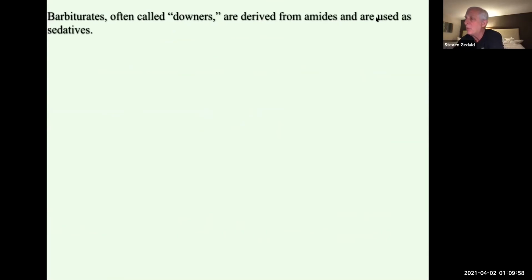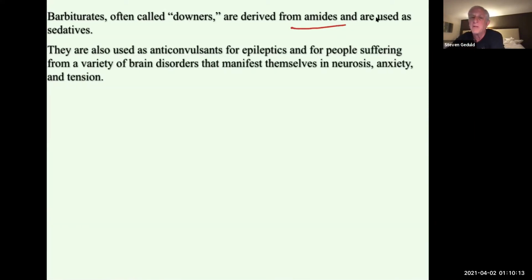These amides, we use them in medicine. You're going to learn that with the nursing program. We use them as barbiturates. Barbiturates are often called downers. They're derived from amides, and they're used as sedatives. That's what we use to sedate a lot of our patients. They're also used as anticonvulsants for epileptics. People who suffer a variety of brain disorders manifest themselves in neuroses, anxieties, and tensions. We use barbiturates for epileptic behavior when the connection in the brain isn't functioning correctly. These barbiturates settle them down and allow epileptics to not have these seizures and be able to function.